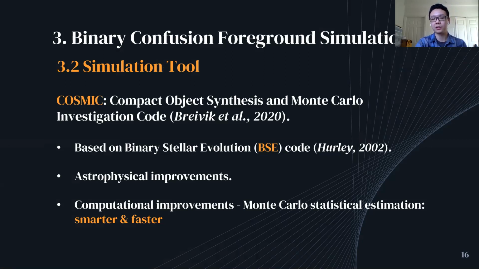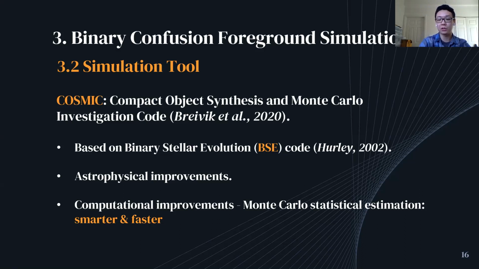The Compact Object Synthesis and Monte Carlo Investigation Code, which is a community-developed and publicly available software based on the legacy of BSE, the Binary Stellar Evolution Code from 2002. With significant astrophysical improvement, which means the physics is better, compared to traditional binary system simulation code, COSMIC is also computationally improved, which means COSMIC generates a fixed population, and Monte Carlo draws the whole galaxy from it. So it doesn't have to go through the simulation of every involving process. Long story short, it is smarter and faster.